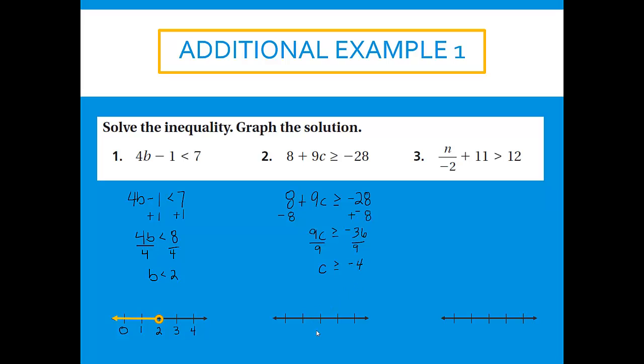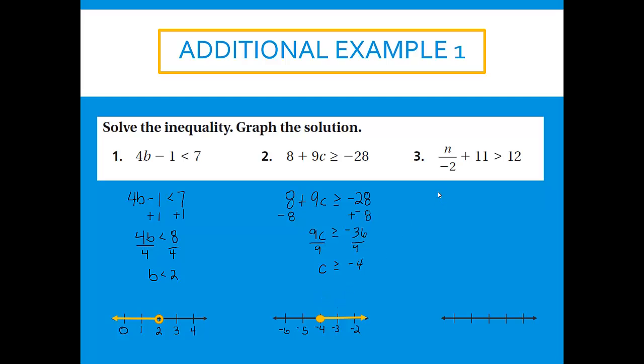Now we need to graph this, so we're going to have negative 4 on our number line, and then to the right we'd have negative 3 and negative 2, and then to the left we'll have negative 5 and negative 6. Our symbol is greater than or equal to, so at negative 4 we're going to have a closed circle, and the numbers that are greater than or equal to negative 4 would be the numbers to the right. So we will shade to the right.